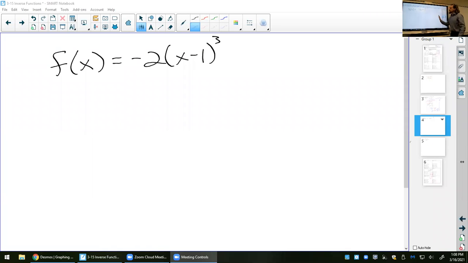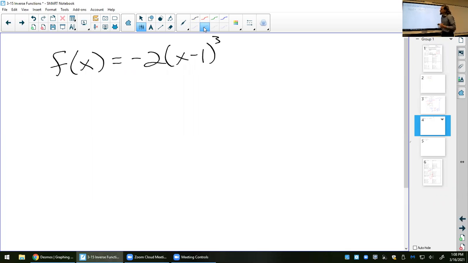What are we doing? Okay, so inverse functions, we're just continuing on. Now we're looking at a couple that have exponents. So really, we're just continuing practicing. How well do you know your algebra?